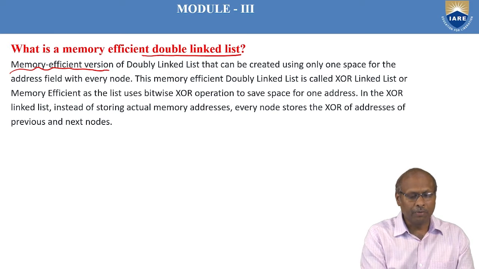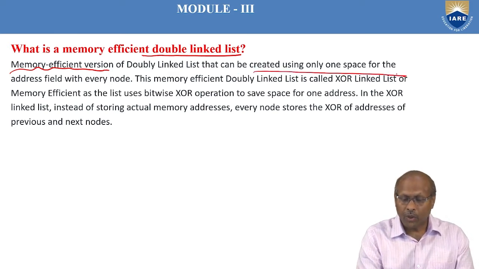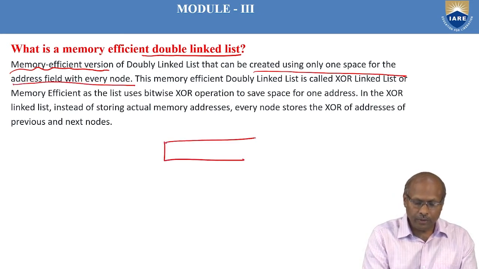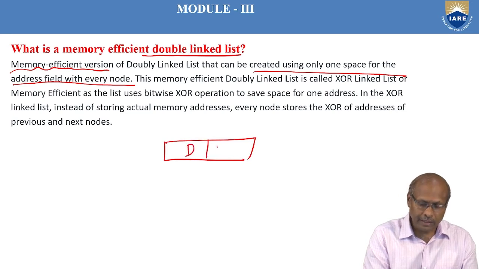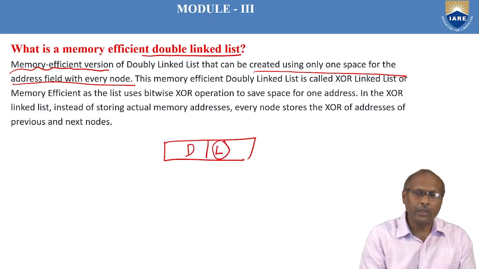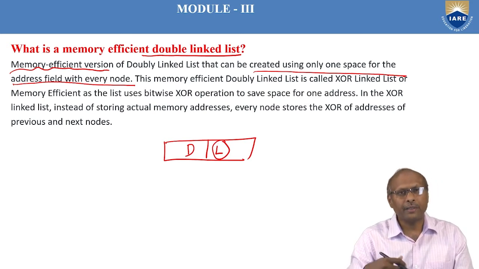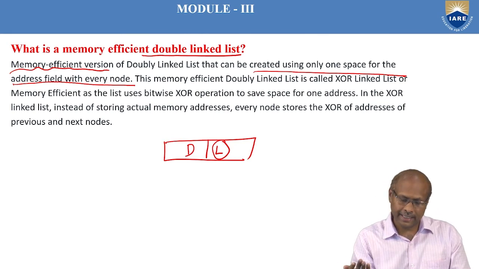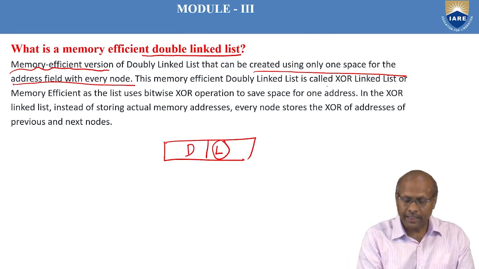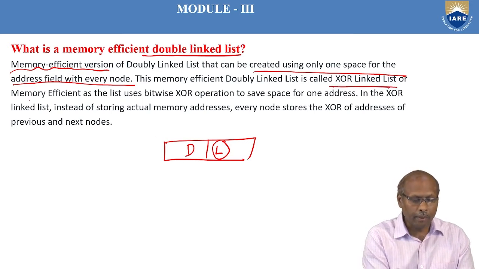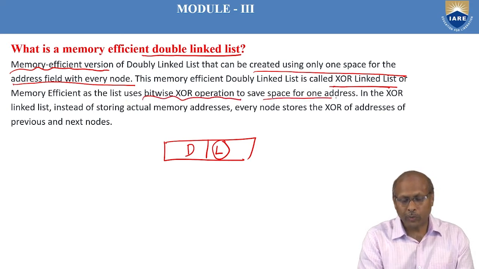How? There is a simple way. A memory efficient version of double linked list can be created using only one space for the address field of every node. So that means in every node, we will have data part as well as the link part. And this link part will be holding a special type of address which will be useful for traversing back as well as next. This memory efficient double linked list is called XOR linked list. So underline the word XOR linked list or memory efficient, as it uses bitwise XOR operation to save the space for one address.